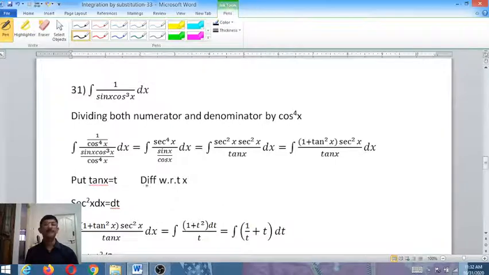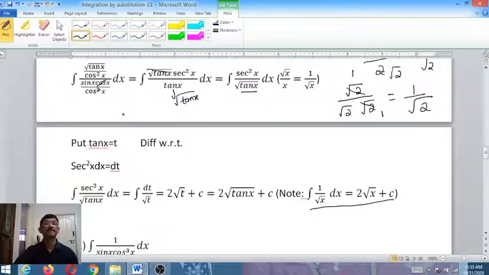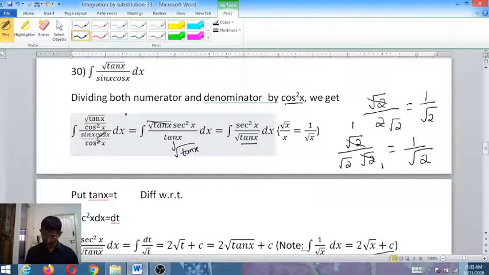Now look at this problem. Integral of 1 divided by sin x into cos cube x dx. Now look at this problem. In the last problem, look at here, cos x is there, right? We divide numerator and denominator by cos square x.